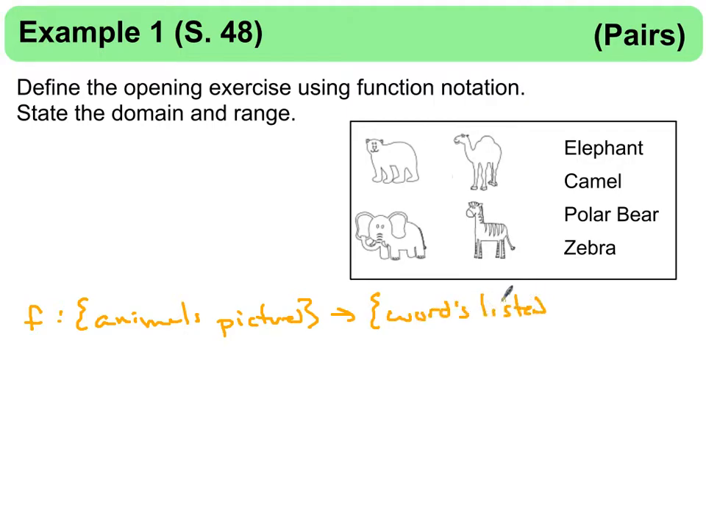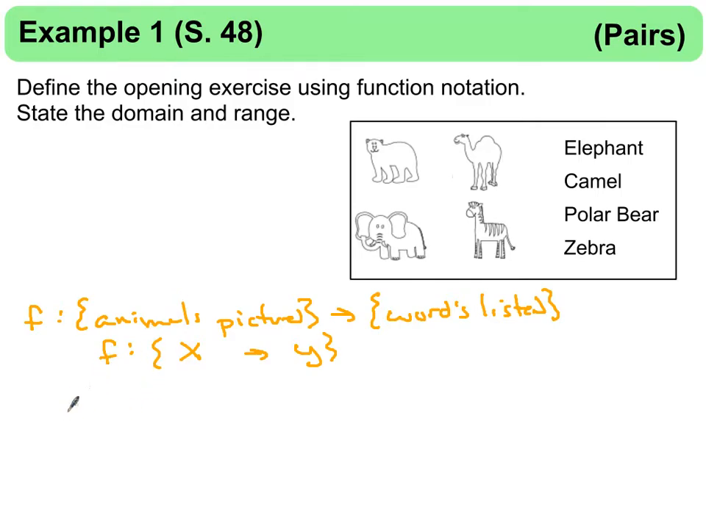So we map one to the other, whereas this would be our x, and this would be our y over there to the right. That mapping piece. One thing belongs to another piece.